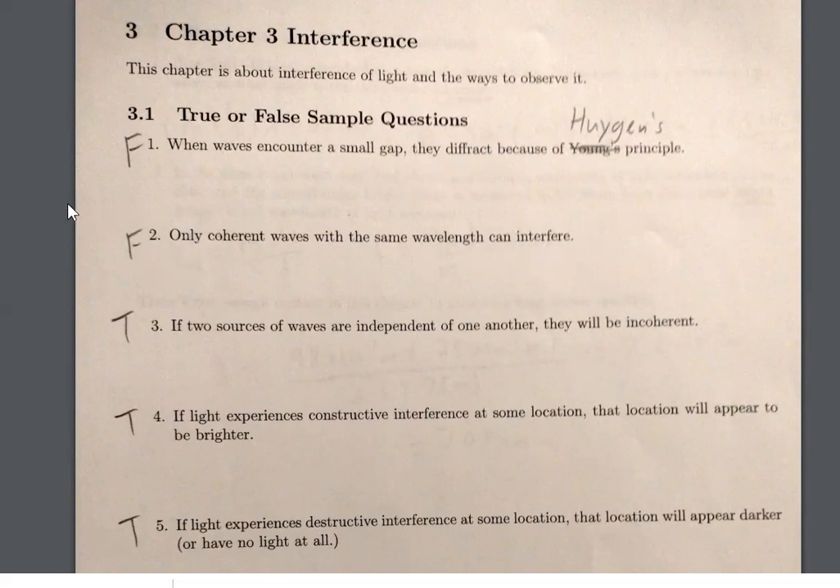All right, only coherent waves with the same wavelength can interfere. That is false. All waves interfere if they occupy the same space. But we only get pure constructive or pure destructive interference if we have coherent waves with the same wavelength. All right, if two sources of waves are independent from one another, they will be incoherent. That's true. So in other words, they won't be exactly aligned or exactly counter-aligned or have some permanent phase difference between them if they're emitted independently.